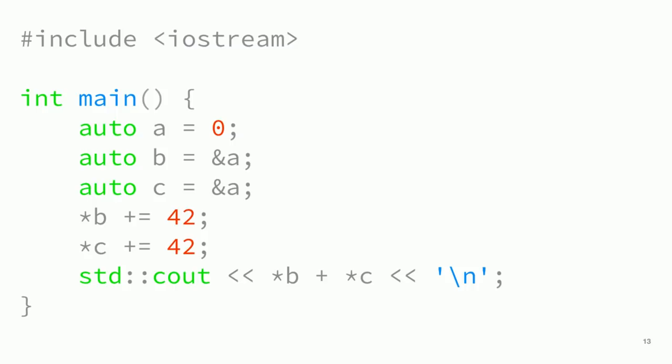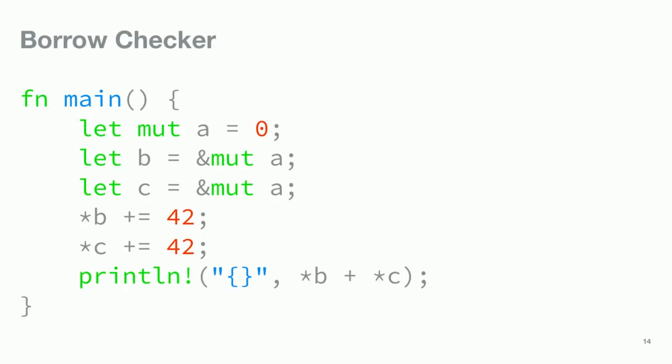This is C++ code. We have a value A, and then we take two pointers to A, and then we manipulate A via the pointers, and then we dereference the pointers to print out a value. If we do the same thing in Rust, well, this is the equivalent code. Here we have a mutable value A. In Rust, everything is const by default, and you have to buy into mutability. We take two mutable references to A, then we manipulate the values, print them out.